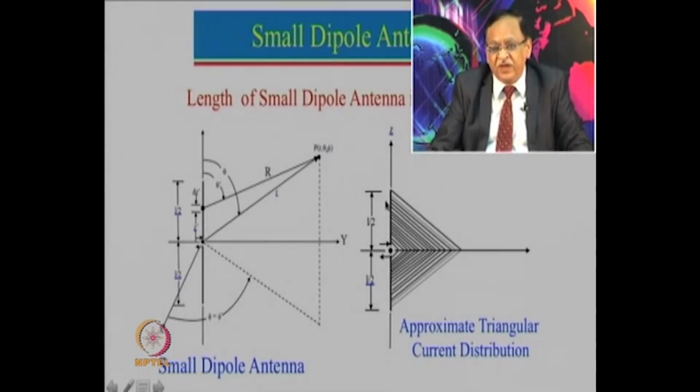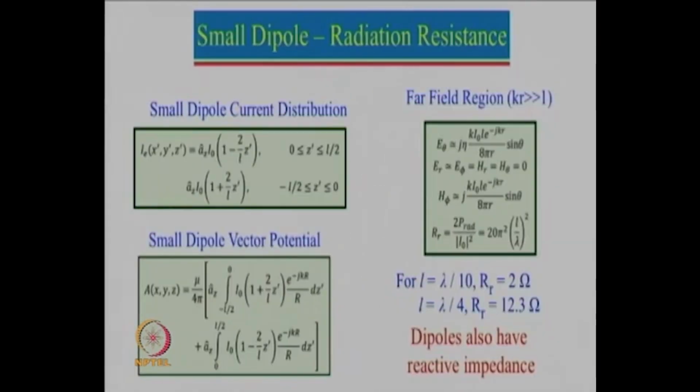So, this distance from here to here will be lambda by 2, and from here to here, if it is sinusoidal, it will be lambda by 4. So, when we discuss a lambda by 2 dipole antenna, we will not be assuming a triangular distribution, but a sinusoidal distribution. But any sinusoidal distribution for a shorter distance can be approximated as a triangular distribution. So, once it is a triangular distribution, we can write the current in the triangular distribution form.